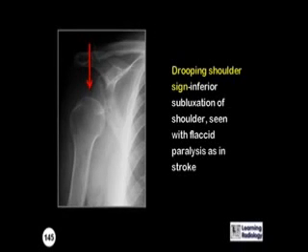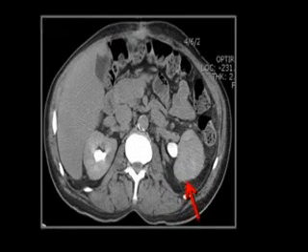This is the drooping shoulder sign, from inferior subluxation of the shoulder, seen most often in flaccid paralysis, as would occur with a stroke. What is the name of this appearance?